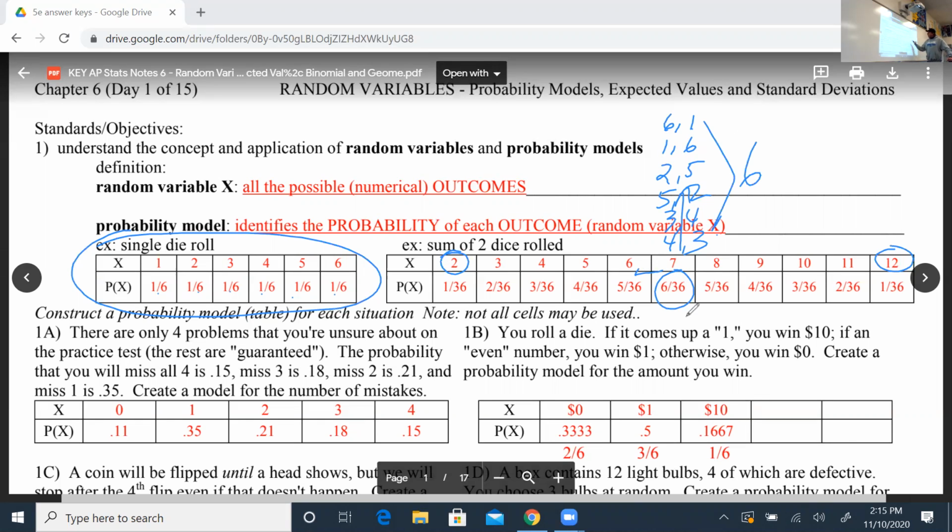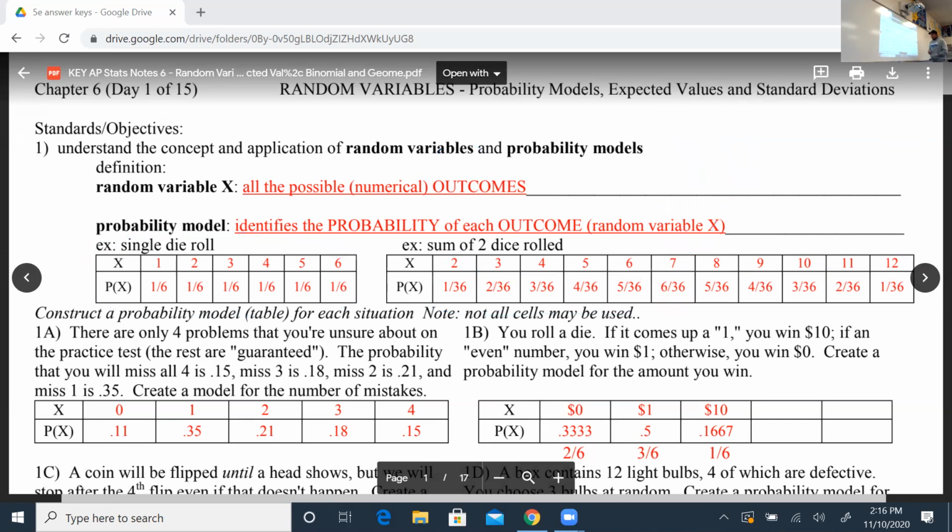As you get away from the 7, there are fewer possibilities. The 12, only a 6, 6 is the only roll. Of course, a 2, only a 1 and a 1. So go ahead and pause the video and write those down. And if you were to add up all of these probabilities, yes, you will get 1. It'll be 36 out of 36.